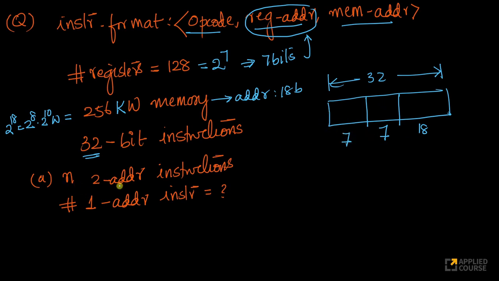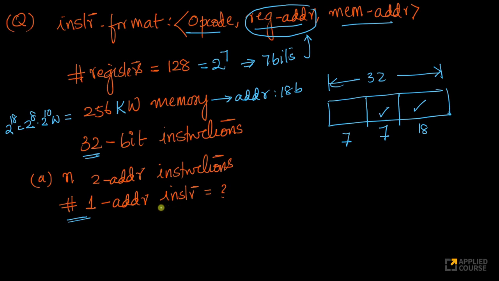So it says I have n 2 address instructions. Okay, I have n 2 address instructions. So 2 address instructions will require both the register and the memory address, right? So I have n of them. Okay, cool. So if I have n of them, then how many am I left with? The question here is how many 1 address instructions are there?